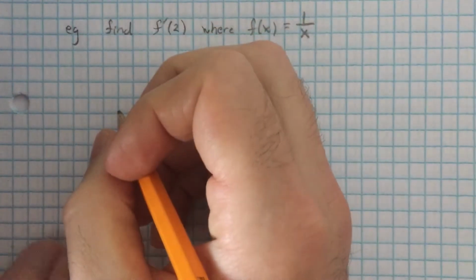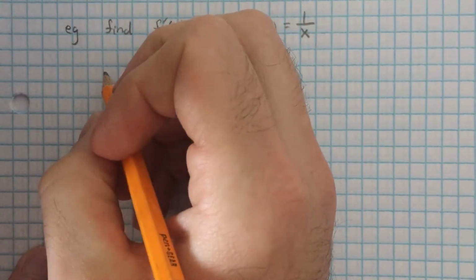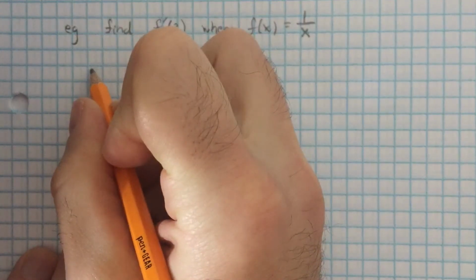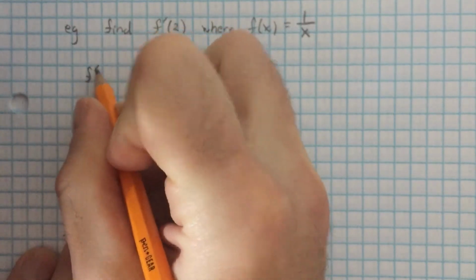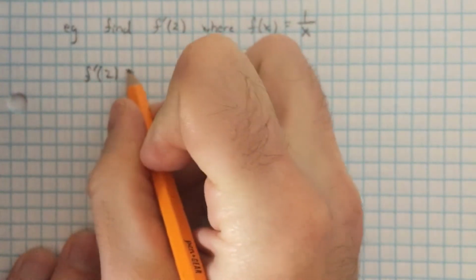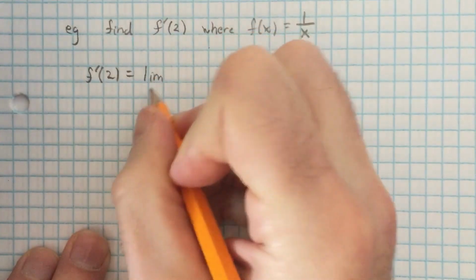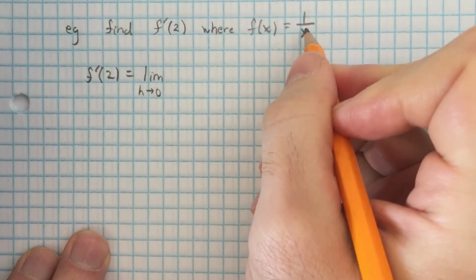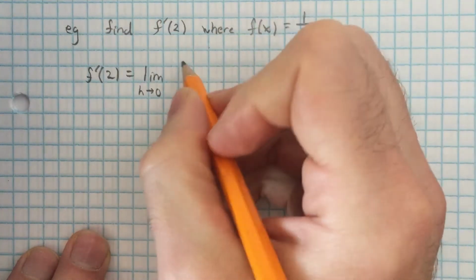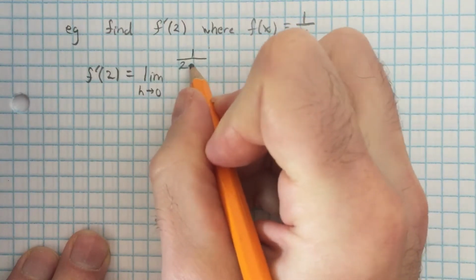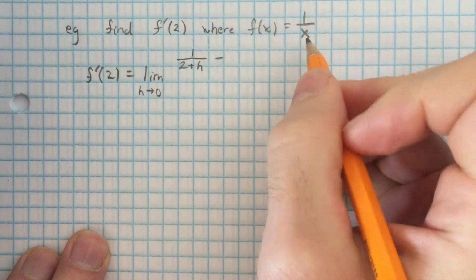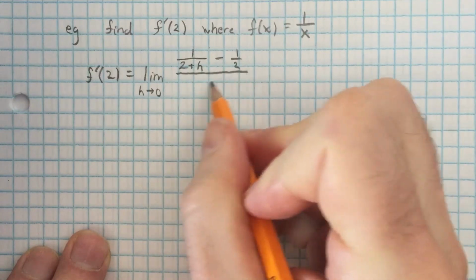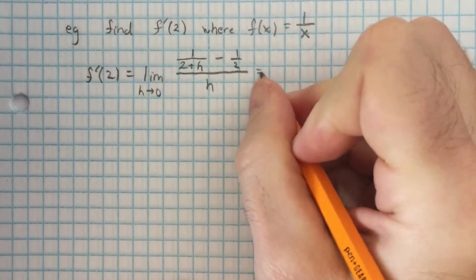So if we were to use the definition of derivative at a point, using the old way from, I guess, 3.1, f prime of 2 would be equal to the limit as h approaches 0 of this function with 2 plus h plugged in, so 1 over 2 plus h, minus the original function with 2 plugged in, 1/2, over h. Okay, then we start to simplify.